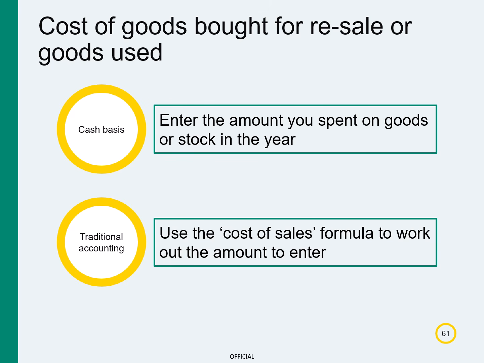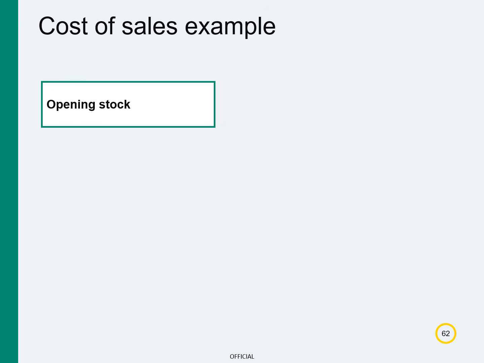If you use traditional accounting, there's a formula for working out the cost of goods bought for resale, and it's known as the cost of sales formula. I'll show you an example. Alan started his business on 1st of September. Firstly, he would look at his opening stock. But as this is his first year of trading, there is no opening stock. Therefore, opening stock is nil.